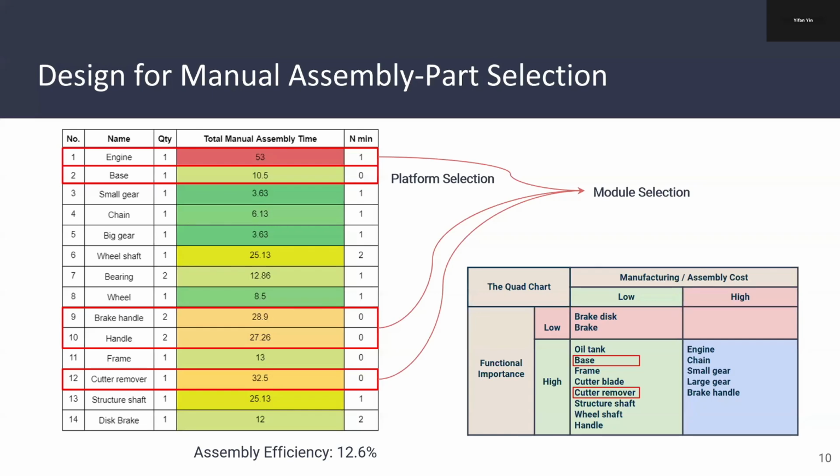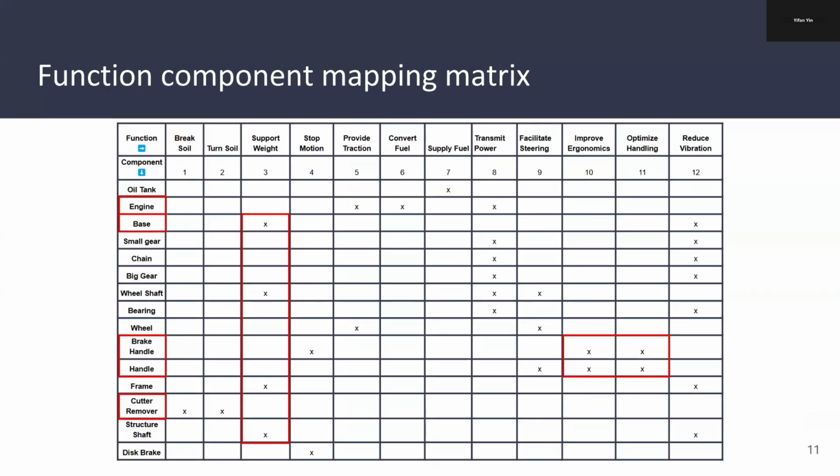We analyzed assembly procedures to find the highest impact parts on manual assembly time. The top contributors are the engine, handles, and cutter remover. The base is selected as the platform and should be considered for redesign due to parts consolidation. As we can see in the quote chart, these parts are ideal for redesign. In the function component mapping matrix, the base and frame share the same function to support the weight of the plug machine, so we try to combine one of them with other parts.